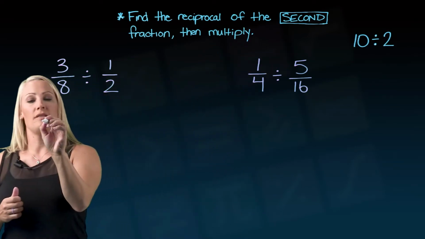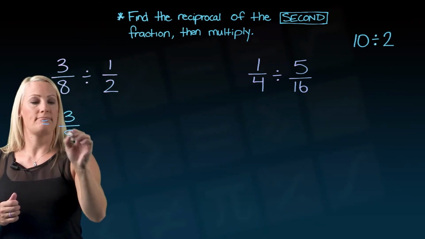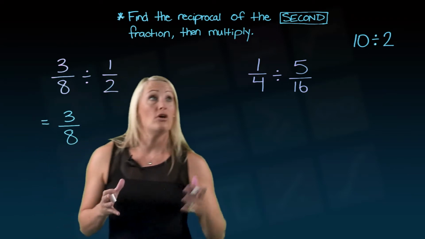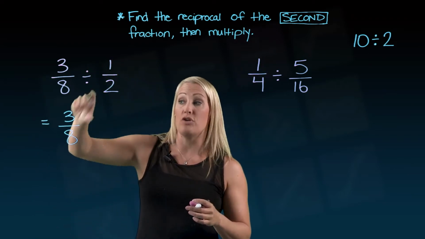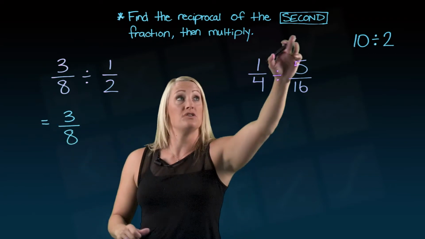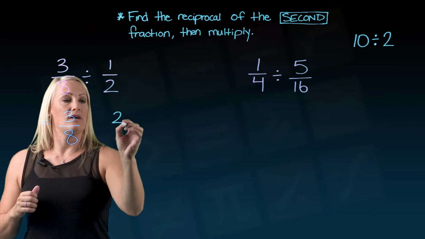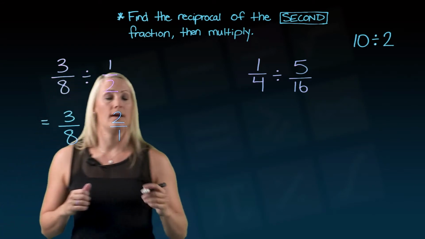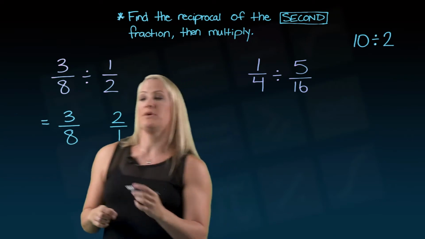So let's rewrite this. We'll leave the first fraction alone. So we're going to leave 3/8 alone. Reciprocal means taking the top and the bottom and flipping them. So we're not going to do that with the first fraction. We're going to do it only with the second one. So 1/2, I'm going to rewrite that as 2/1. And once I've done that, I can change that division sign into a multiplication sign.